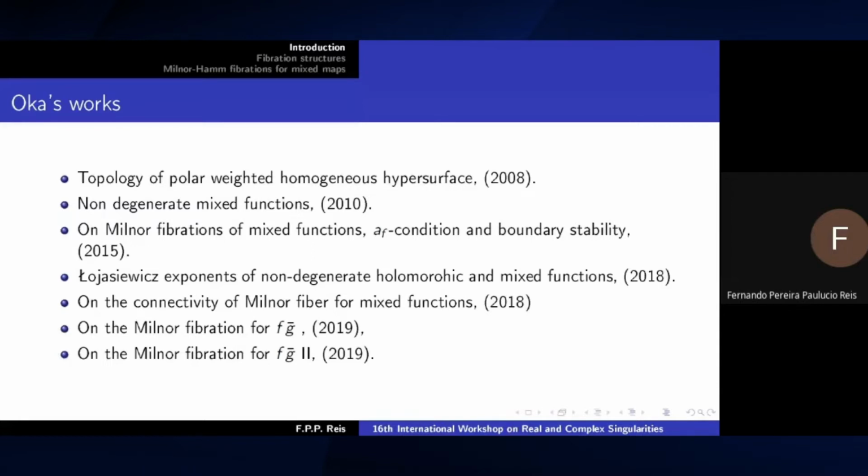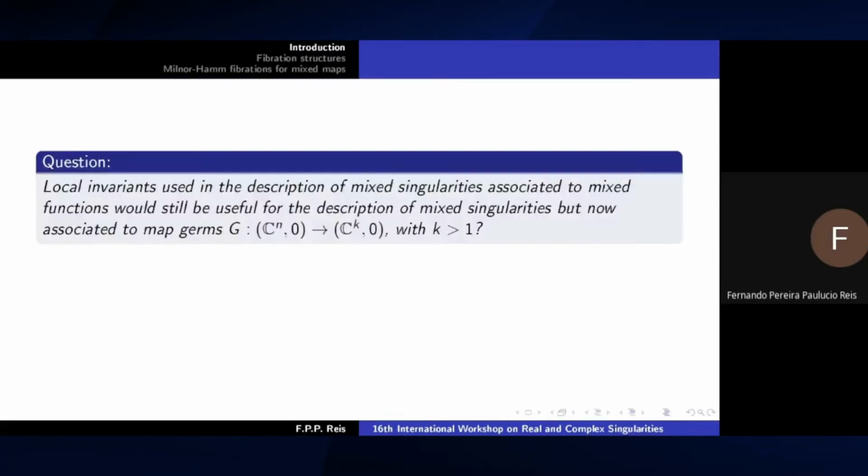However, for mixed maps, that is, when the target space has dimension greater than 1, not much theory has been developed. For instance, we have the following question. Would local invariants used in the description of singularities associated to mixed functions still be useful for the description of mixed singularities associated to map germs? We give a positive answer to the question stated above.